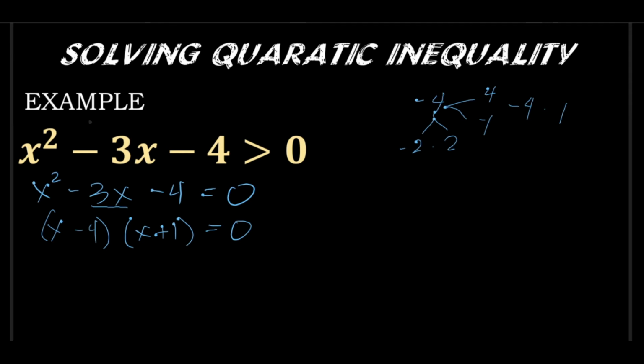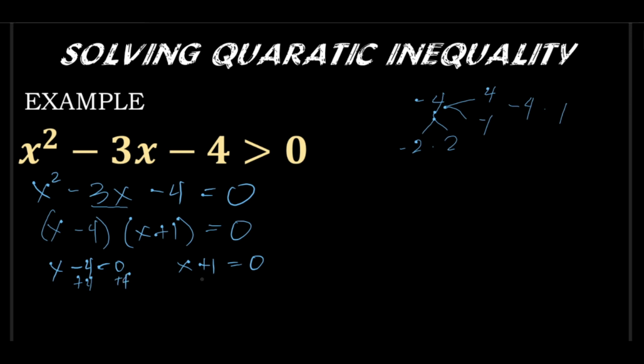Equals to 0. Okay, then next, using the zero product property, to get the value of x, x minus 4 is equal to 0, and x plus 1 is equal to 0. Then now, dahil zero product property, kailangan gamitin natin yung addition property of equality, na kung saan mag-a-add tayo dito ng positive 4, also dito sa right side positive 4.